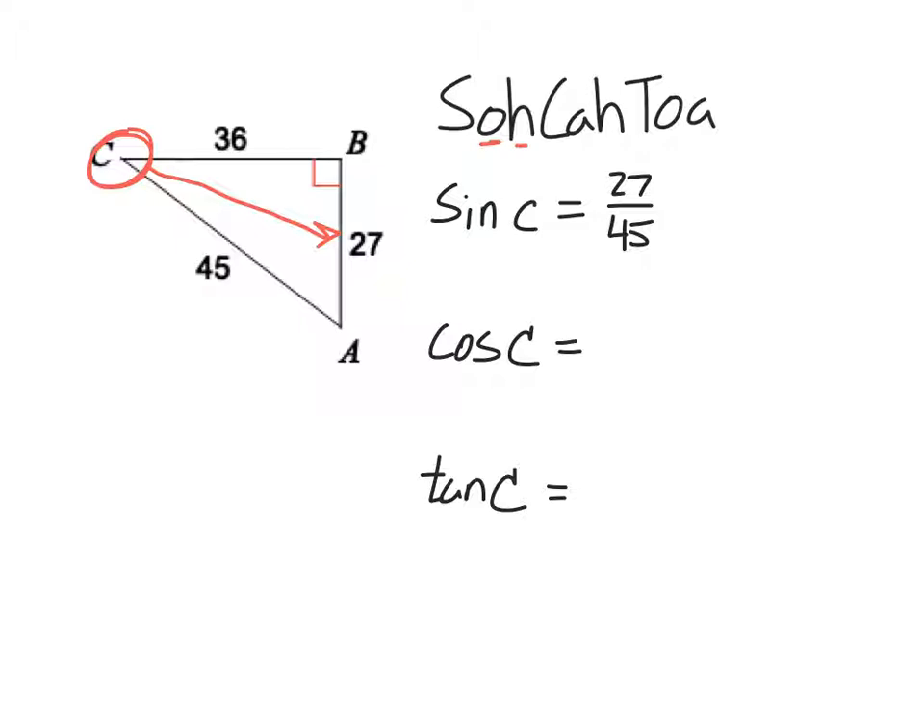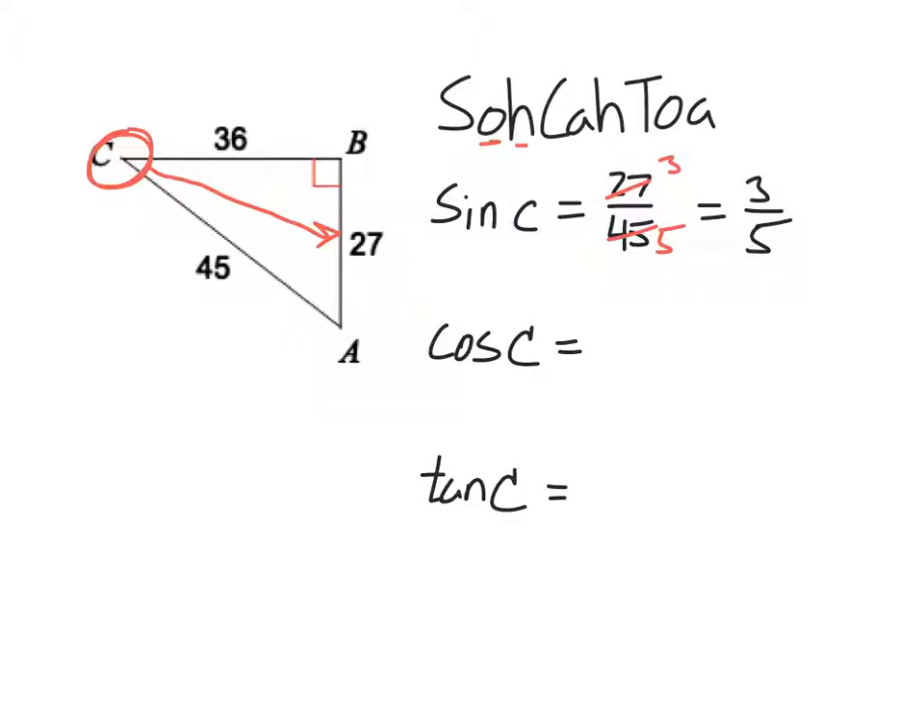So we can now take a look at that fraction and say, well, hey, that fraction can actually be reduced. We know that 9 goes into 27 3 times, and 9 goes into 45 5 times. So therefore, the sine of angle C is 3/5.